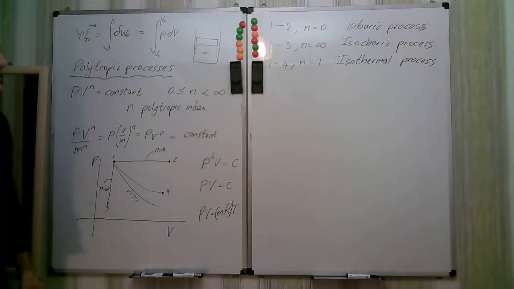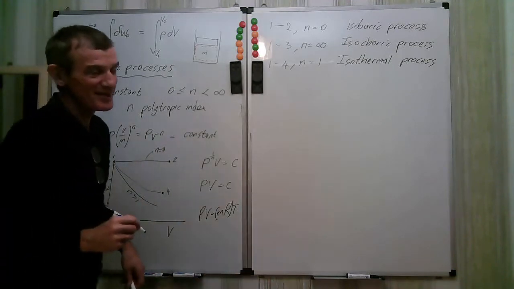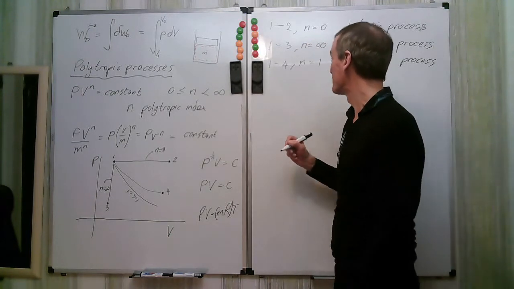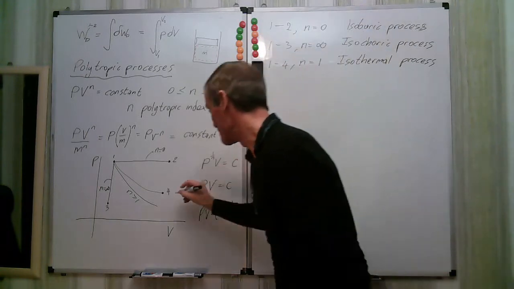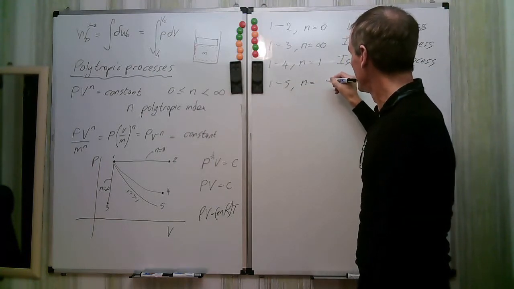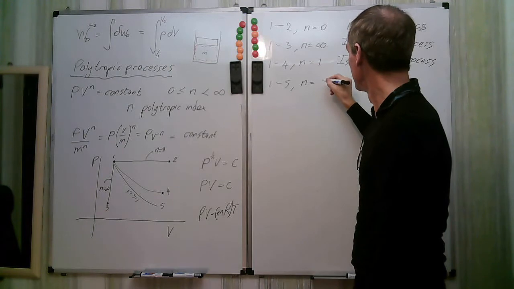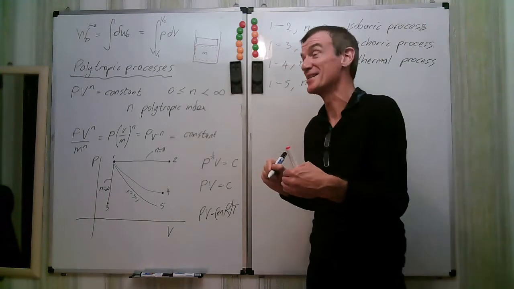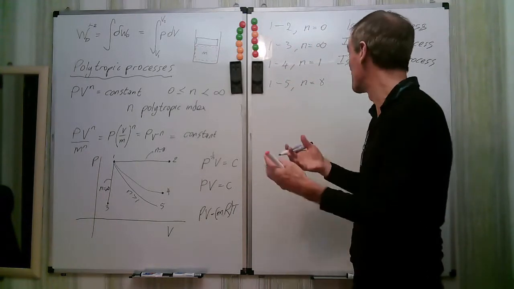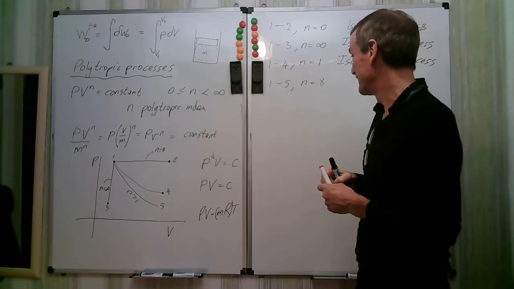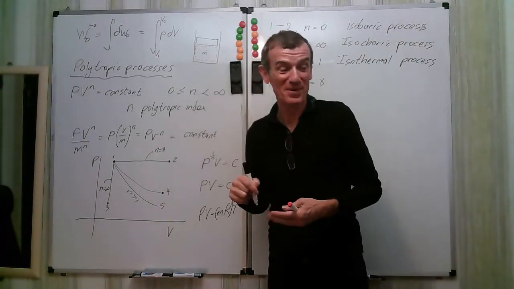There is another process which is quite important, where n is equal to gamma. We haven't done this yet, but I'll just mention it. So n equal to gamma, 1 to 5, let's do that then. 1 to 5, n equals gamma. Where gamma is the ratio of the heat capacities, which we're going to introduce in the course, and usually it's greater than 1. We'll find it's a constant entropy process.